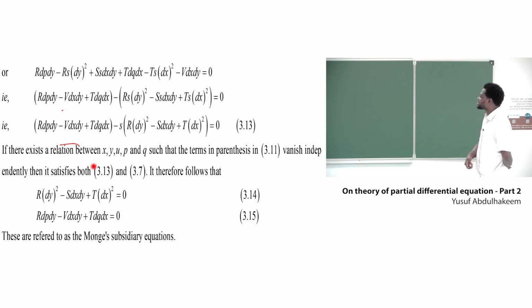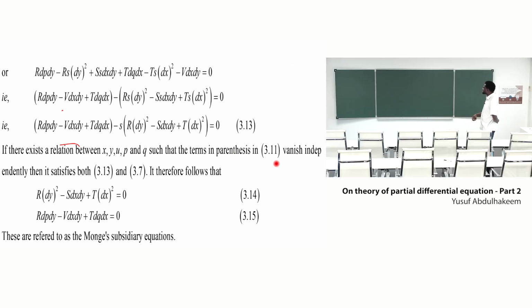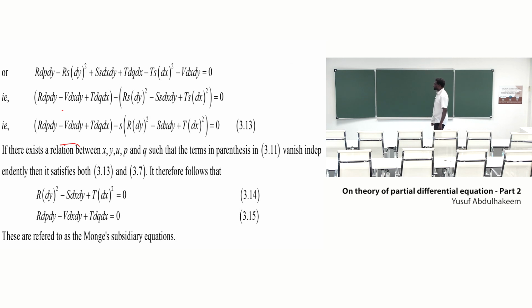So if there exists a relationship between x, y, u, p and q, such that the terms in the parentheses in 3.11 vanish independently, then it satisfies both 3.13 and 3.7. So it therefore follows that, since all these are equal to 0, we can now say that this is equal to 0 and this is also equal to 0. These are referred to as Monge's subsidiary equations. So these are how we reduce them. We refer to this as Monge's subsidiary equation.